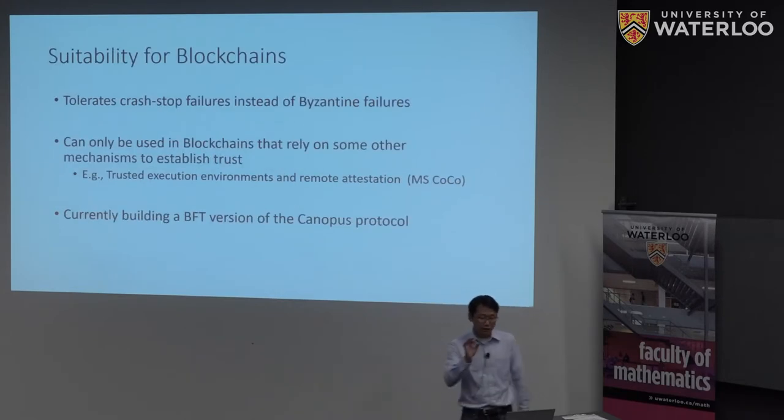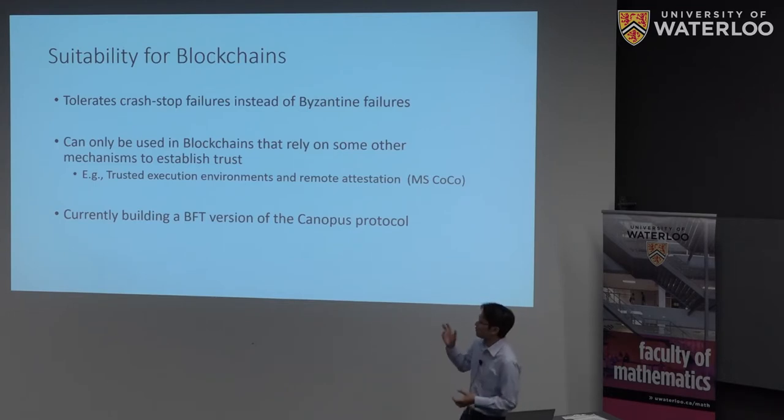So one of our motivating applications was originally blockchains. One question to ask is, how suitable is the system for blockchains? My answer is, it's a step in the right direction, but it doesn't really get us all the way there, maybe not even close. The main reason is that Canopus only tolerates crash-stop failures, and most blockchains require a Byzantine fault-tolerant protocol.